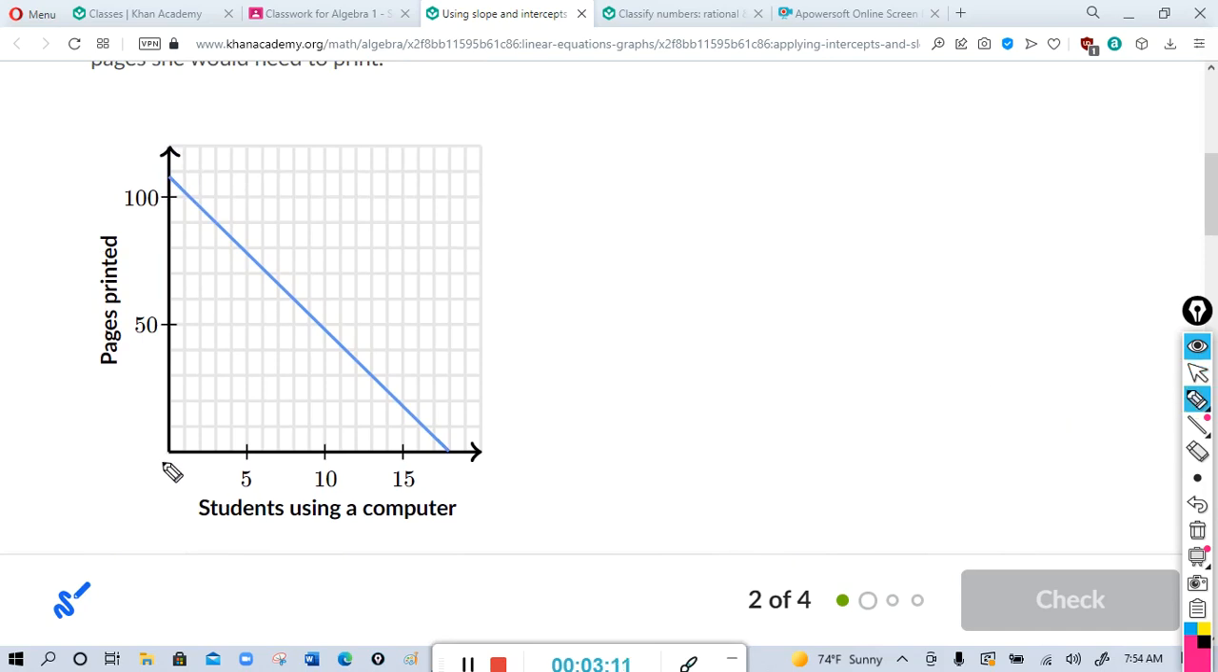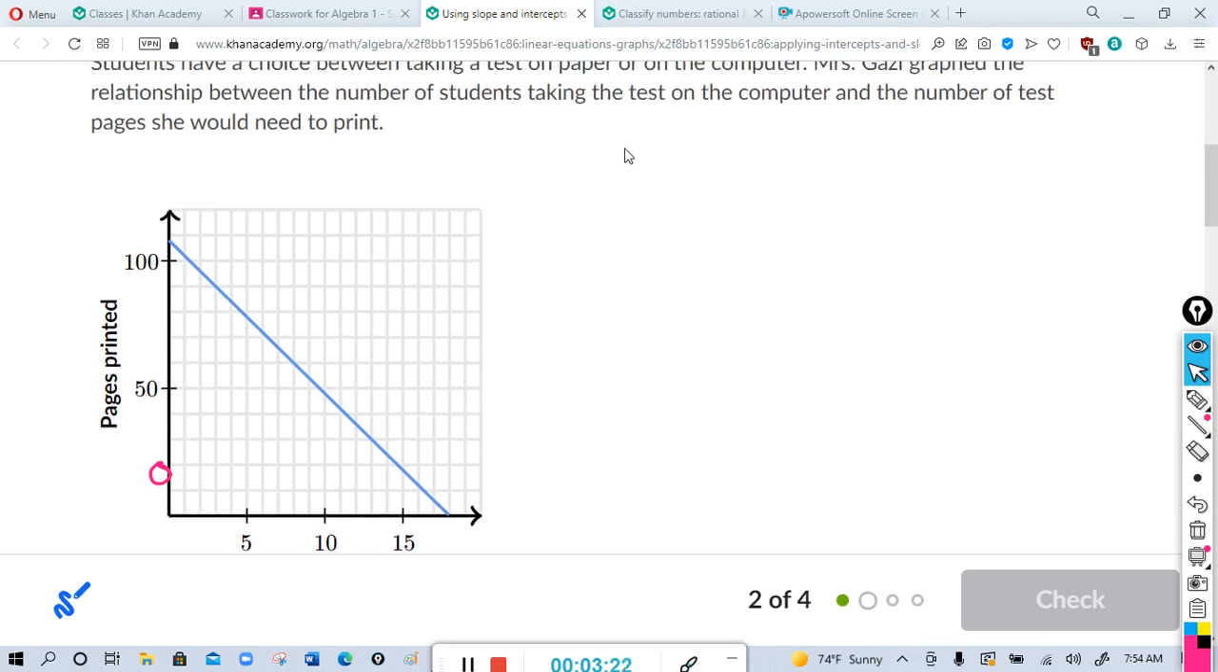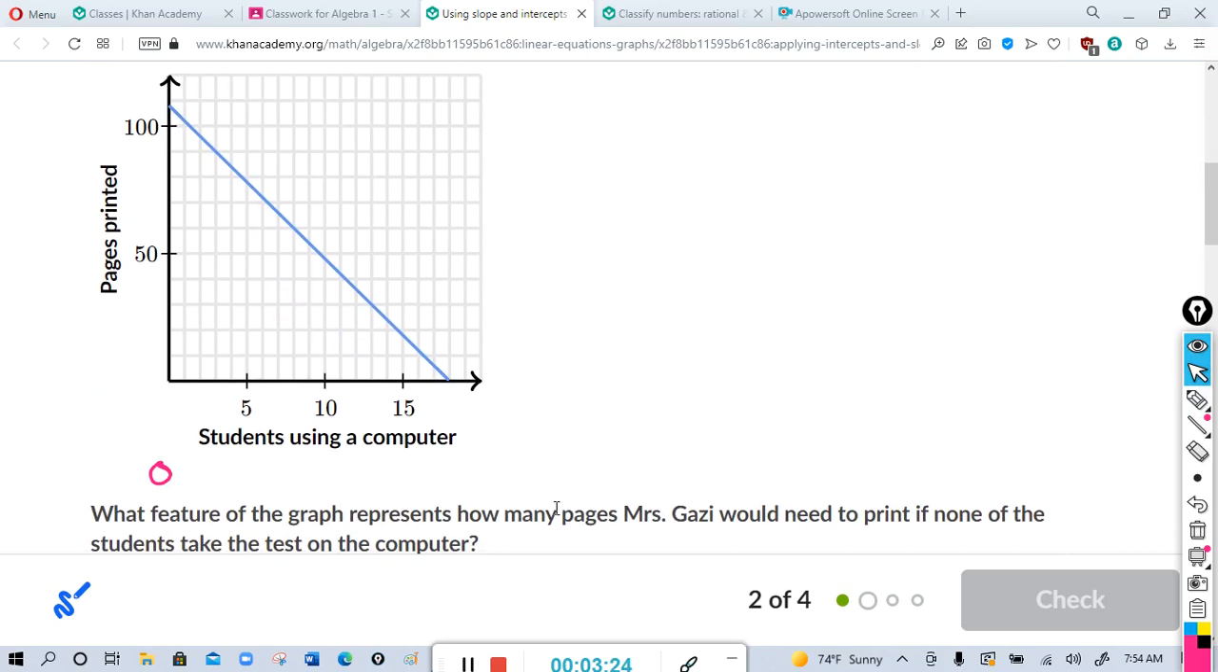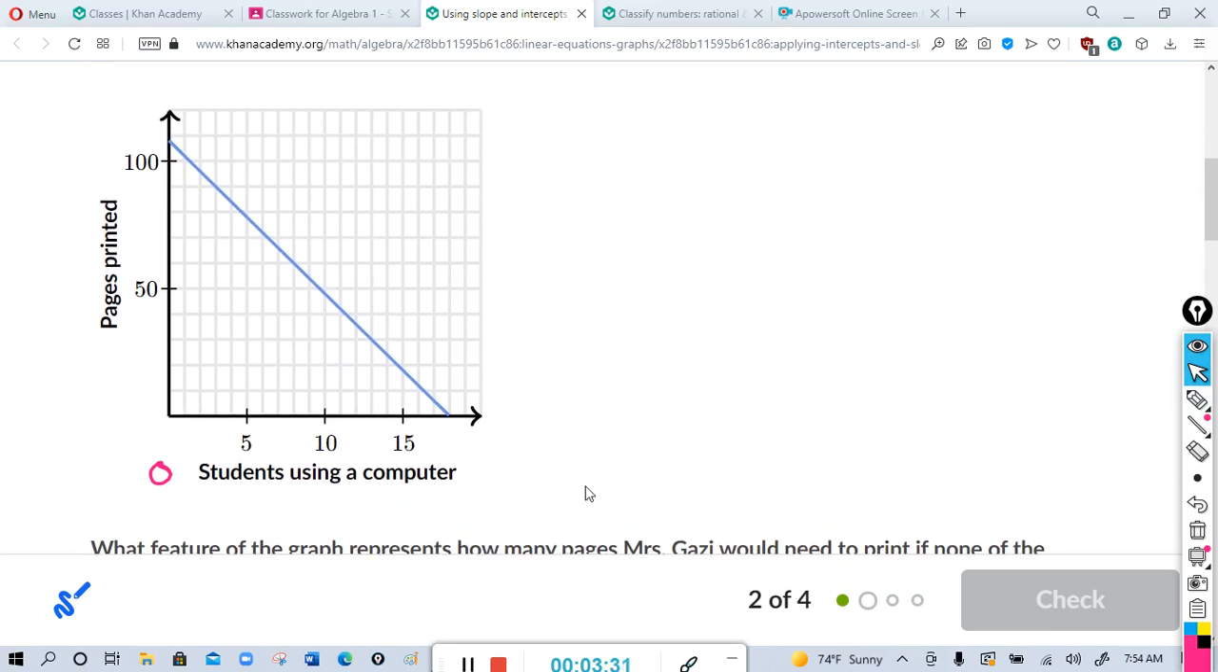This is 0 right here. So if none of the students, if 0 students, hold on a sec, wait a minute. It said, which feature, how many pages she would need to print if none of the students take the test on the computer. Okay.